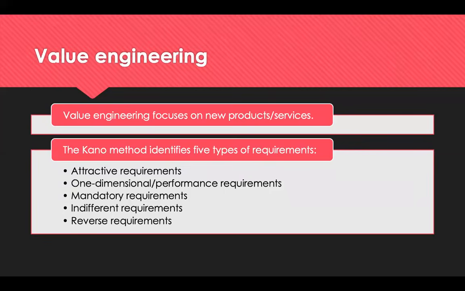But the Kano method identifies 5 types of requirements: attractive requirements, one-dimensional performance requirements, those that are mandatory and indifferent, and those that are reverse requirements.